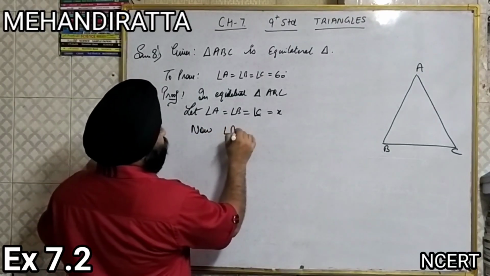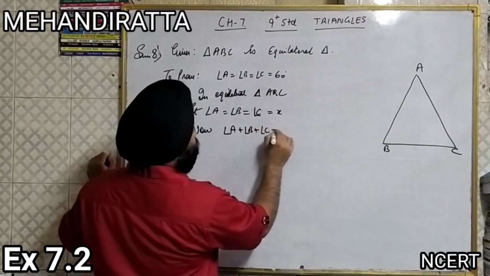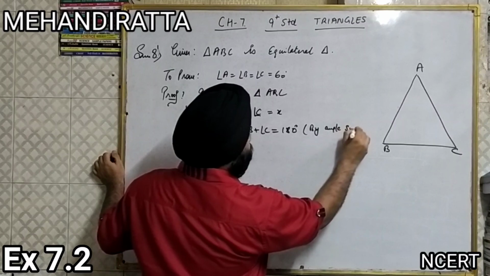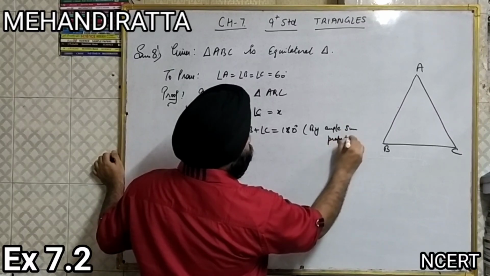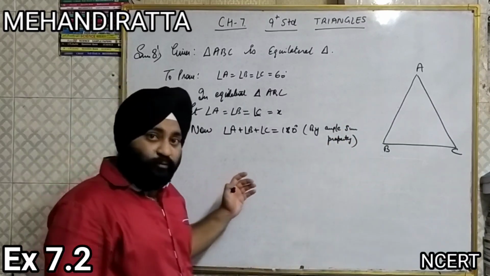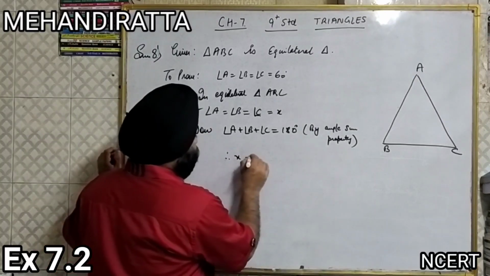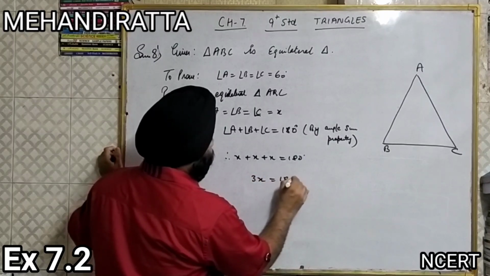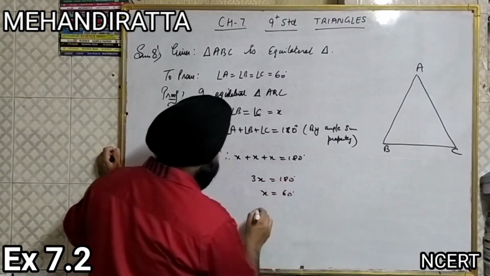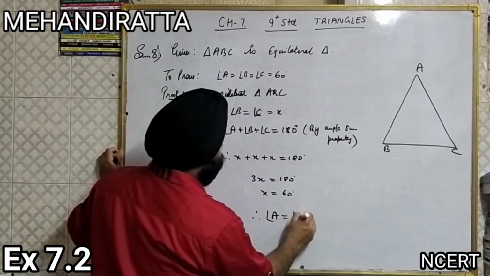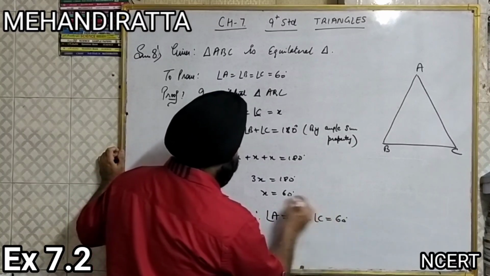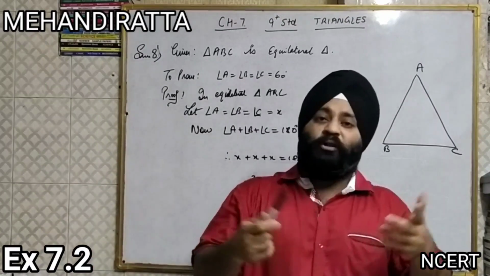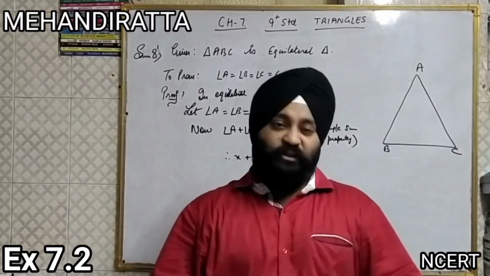Now angle A plus angle B plus angle C is 180 degrees by the angle sum property. All the angles we have supposed are x. Therefore x plus x plus x is 180 degrees. 3x is 180 degrees. X comes out to be 60 degrees. Therefore angle A equals angle B equals angle C equals 60 degrees. So in an equilateral triangle all the angles are equal, that is 60 degrees.